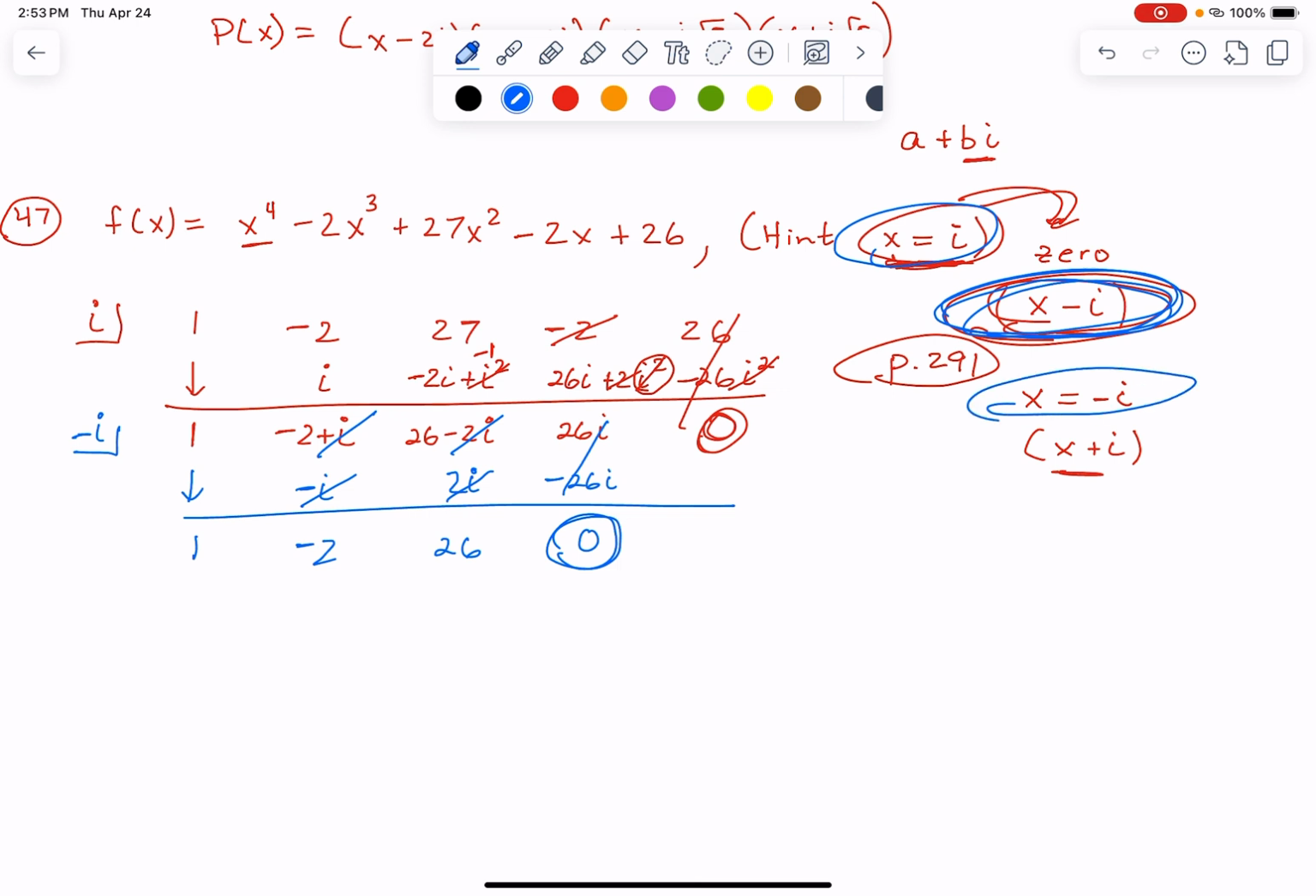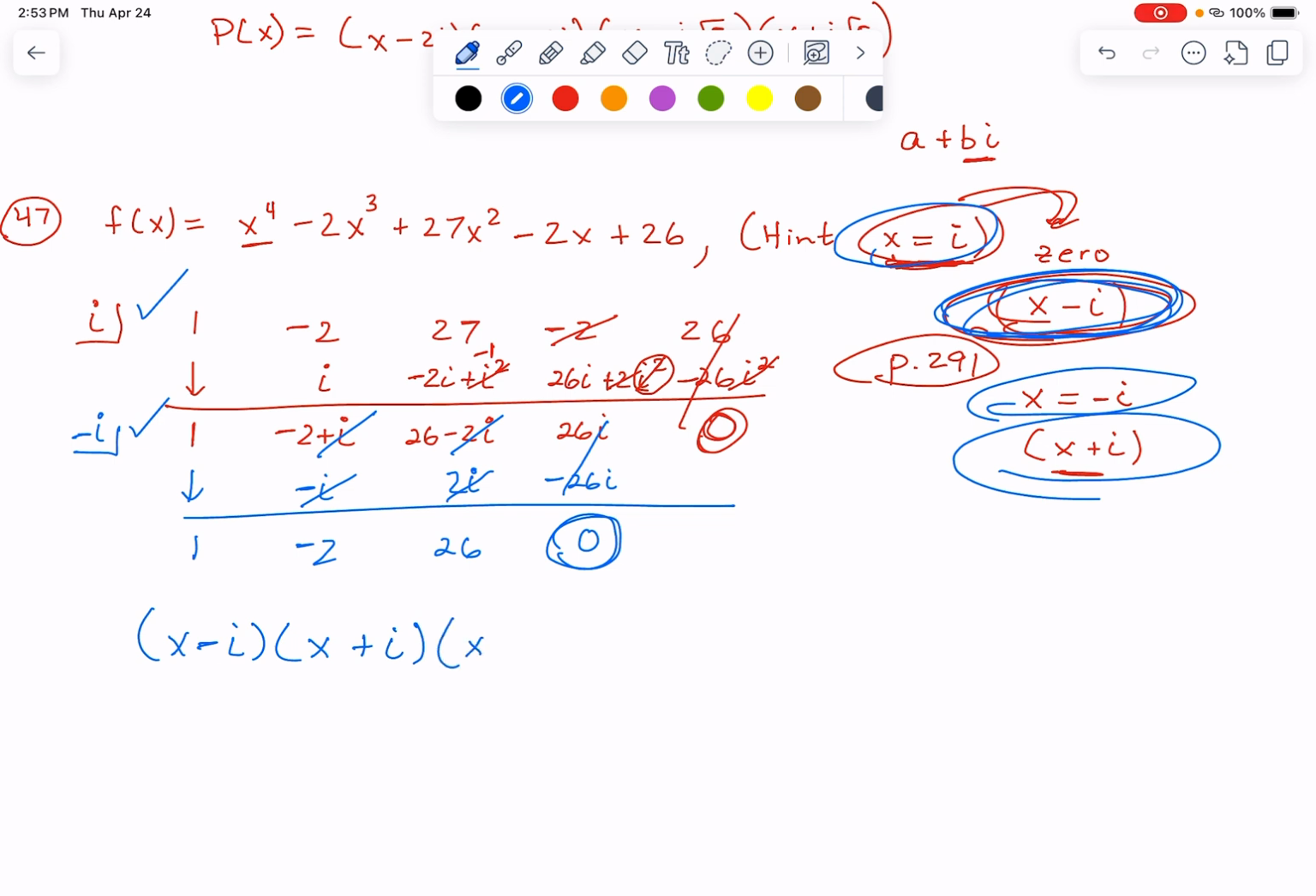So that means x equals negative i, and x plus i is our factor. Now here's what we've got. We've got x minus i from the first one. We've got x plus i from the second one. And now we've got a remaining factor, which is x squared minus 2x plus 26, which we're going to have to use what if it doesn't factor?